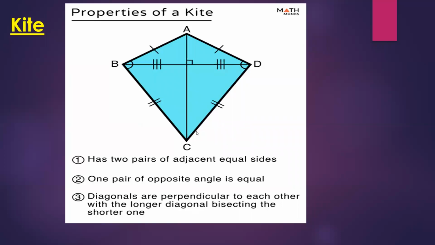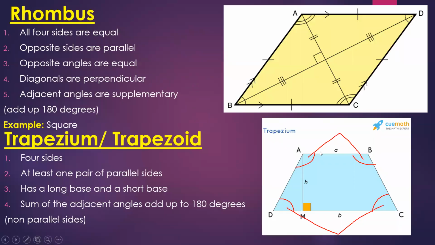Okay, so for a kite, look at the kite. The kite does have equal sides. The adjacent sides are equal. So BC and CD are equal. But the difference is a kite doesn't have any parallel sides, right? But the trapezium does have parallel sides, okay?